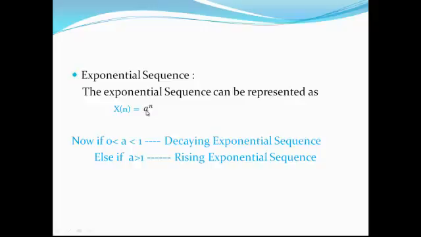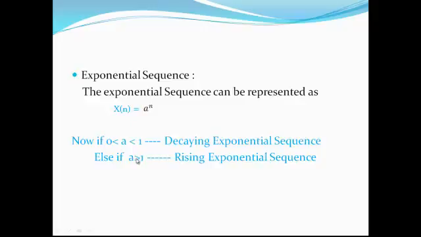Fine. So you will have a to the power n. With the increase of n, this xn will decrease because a is less than 1. So 0.2 raised to the power 1 is 0.2 again, and 0.2 raised to the power 2 will be 0.04. So with the increase of n, your xn is decreasing. That is a decaying exponential.